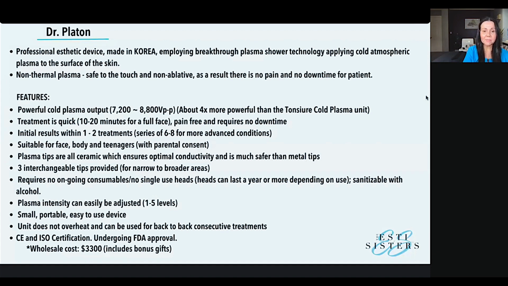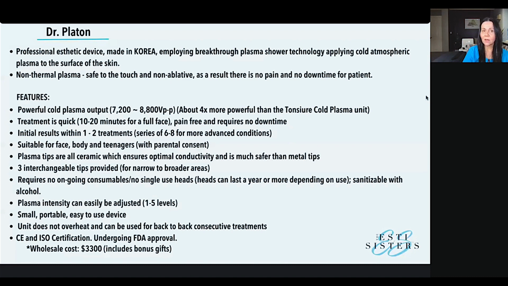The plasma tips are suitable for face and body. We're going to talk about the different tip sizes as well. You can work with teenagers. I do as well. I just get parental consent, as I do with working with them for facials in general. The plasma tips for the DrPlaton are ceramic. And again, for the Pro Plasma and other devices, they're plastic, they're disposable, and those are single use, and those are expensive also.